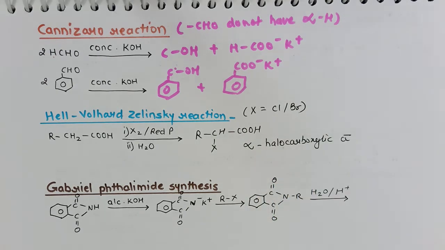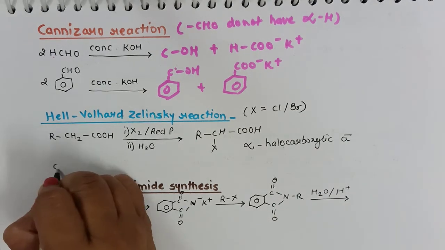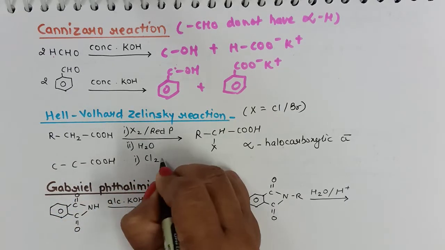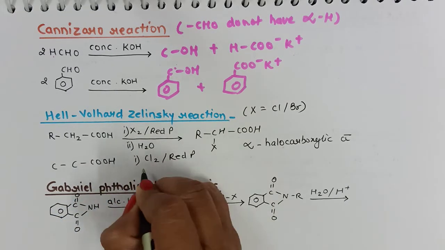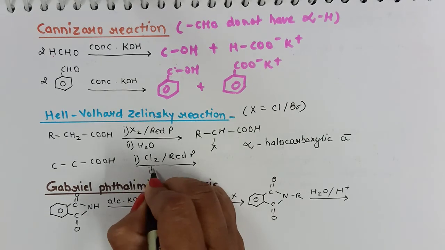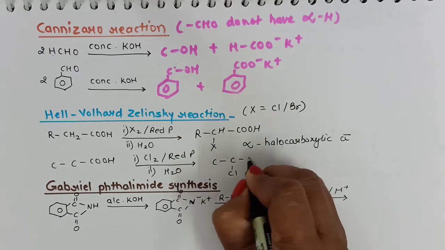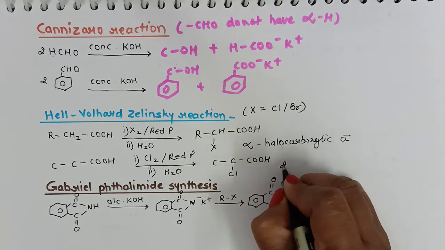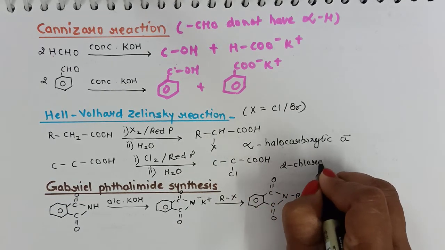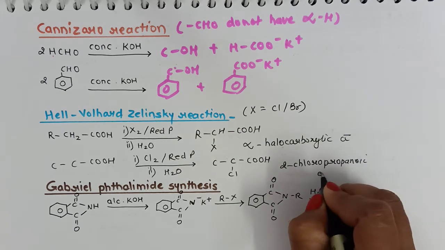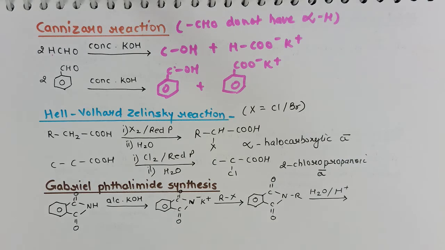So it is the method of introducing halogen in carboxylic acid. For example, propanoic acid, when it is treated with chlorine in presence of red phosphorus followed by hydrolysis, we will get 2-chloropropanoic acid. So this is a method of introducing halogen in carboxylic acid.